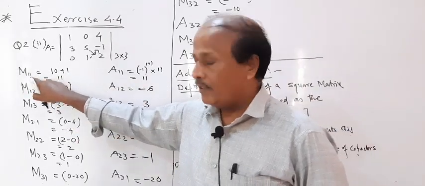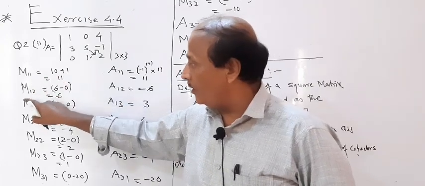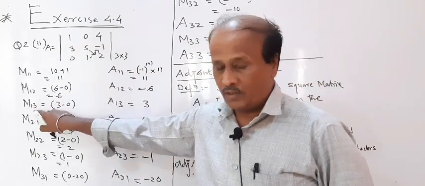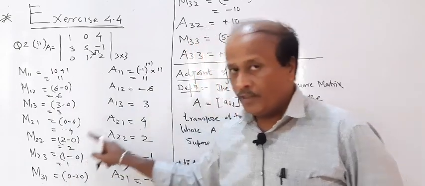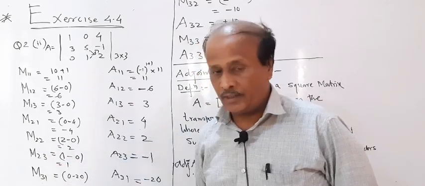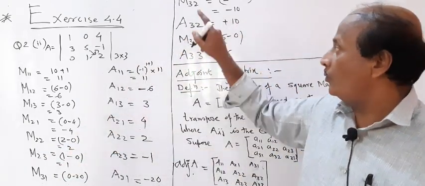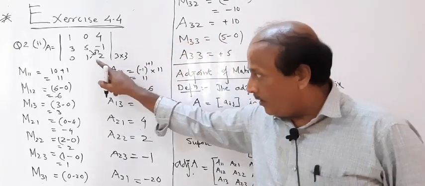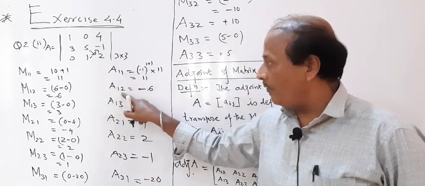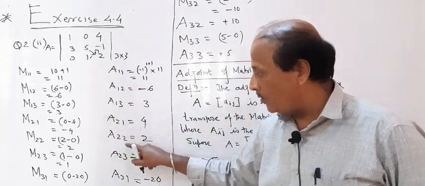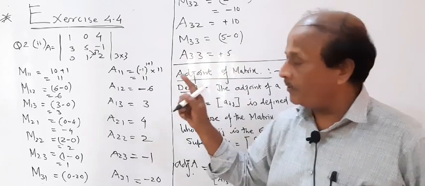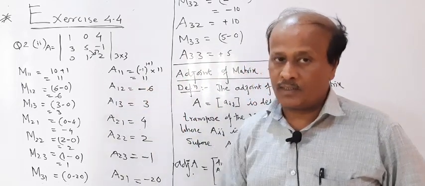For example, what I did, I found M11, M12, M13, meaning first row first column, first row second column, first row third column. In that way I got the list of 9 minors: M21, M22, M23, then M31, M32, M33. And the corresponding cofactors will be A11, A12, A13, A21, A22, A23, A31, A32, A33.